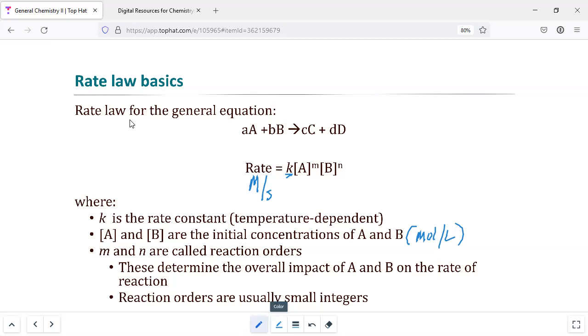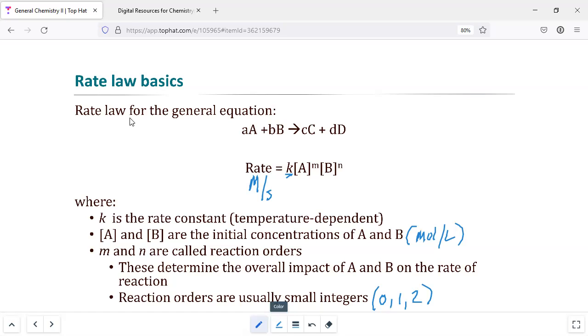The exponents here, M and N, these are what we refer to as the orders of the reaction. And really what they are helping us to look at is the overall impact of A and B on the reaction itself. Most often, the values of M and N are small whole number integers, most commonly 0, 1, and 2.